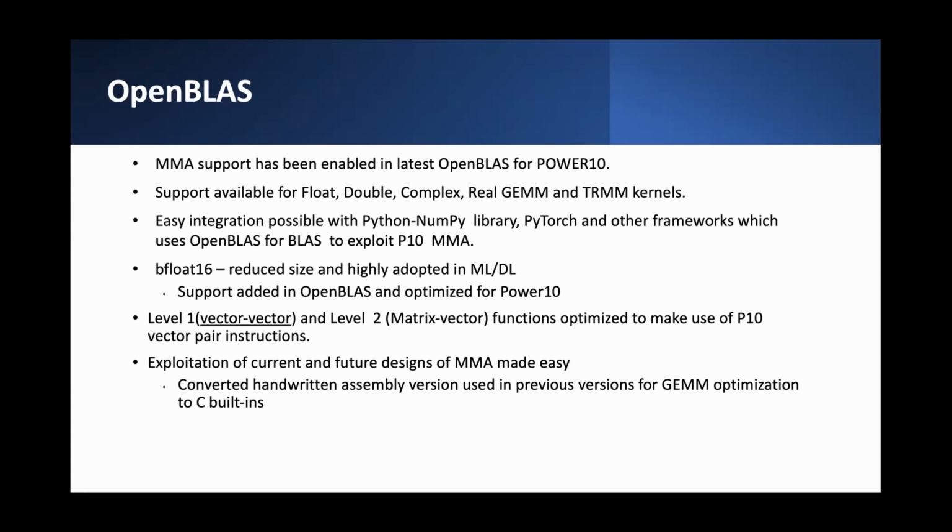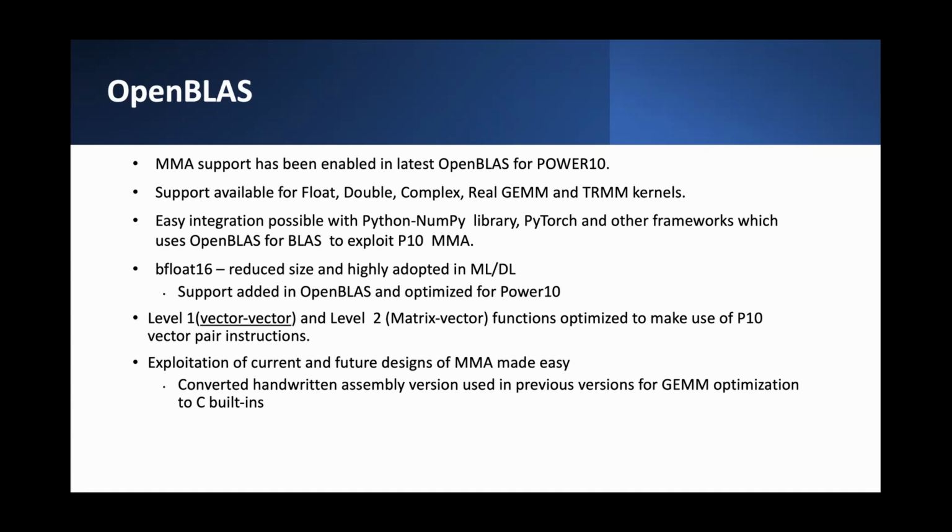And then easy integration is possible. Most of the libraries like NumPy, or frameworks like PyTorch today, are already integrated with OpenBLAS. So whatever changes we have added in OpenBLAS will be reflected in the frameworks automatically. bfloat16 is a new data type that we have added in OpenBLAS. It is a reduced-size type and is highly adopted in ML and DL nowadays.